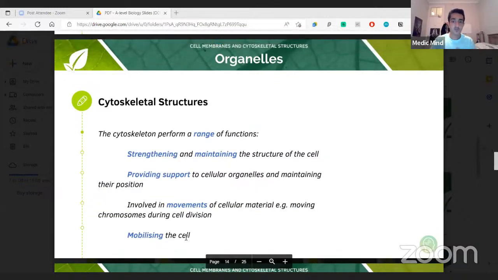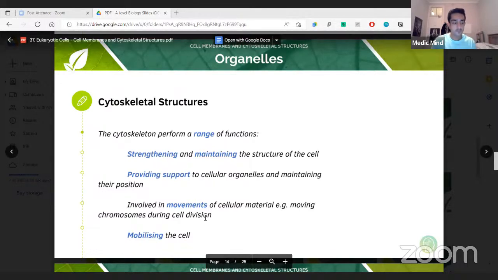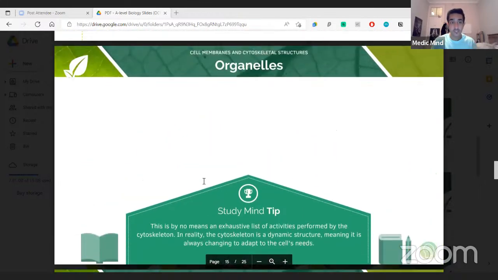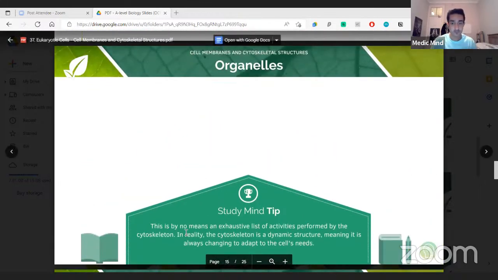The cytoskeleton performs a range of functions. It strengthens and maintains the structure of the cell. It provides support to cellular organelles in maintaining their position. It's involved in the movement of cellular material, e.g. moving chromosomes through cell division. And it's also used for mobilizing the cell, when the cell wants to move through the flagellum. The flagellum is made up of microtubules.